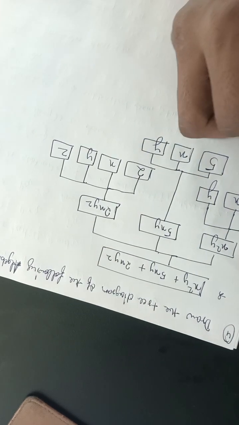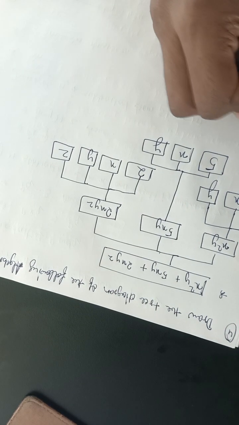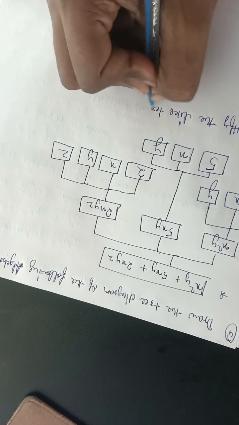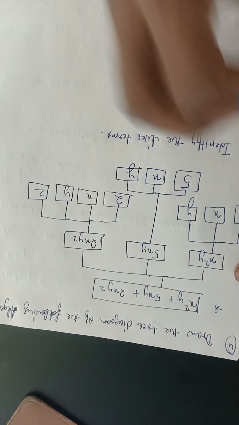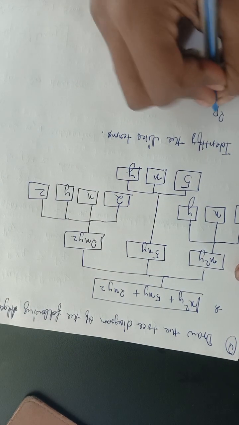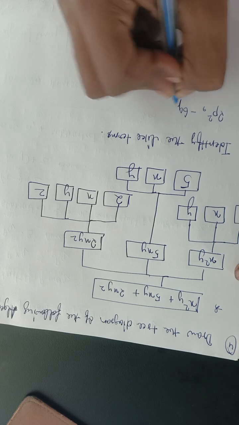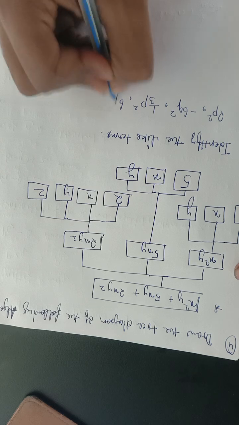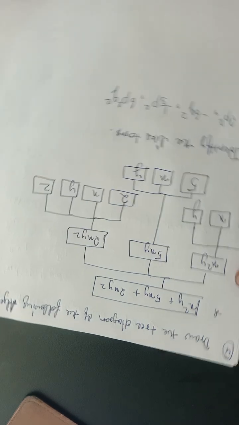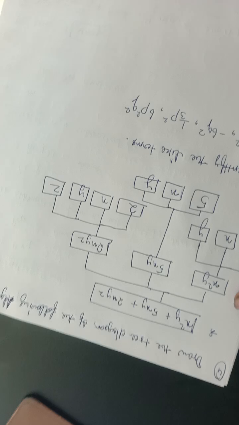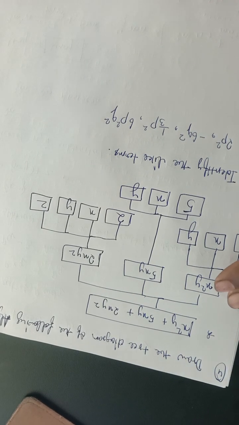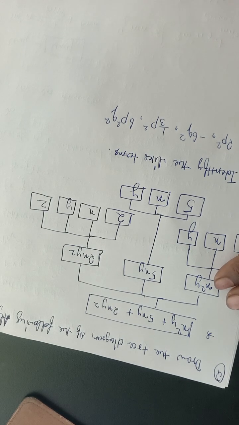Now we come to question number 5. It is telling: identify the like terms. Suppose question one says 2p square, minus 6q square, 1 upon 3 p square, 6p square q square. You have to identify the like terms in it. I have told you what like terms are, the terms which are constantly repeating.